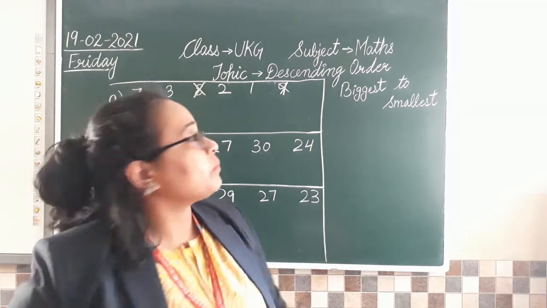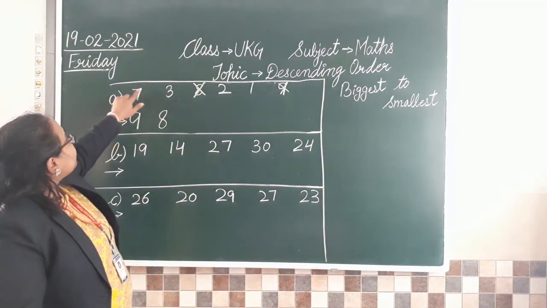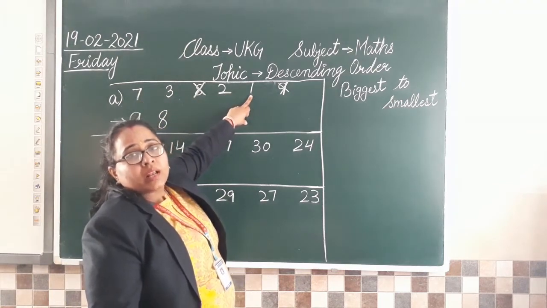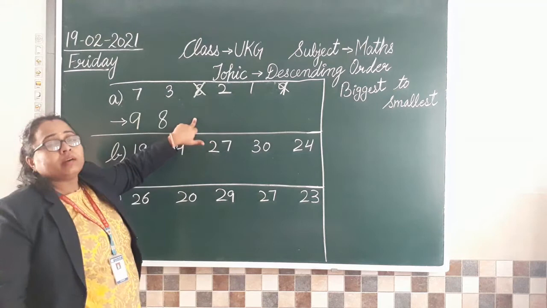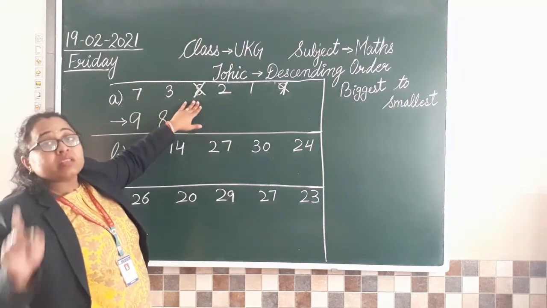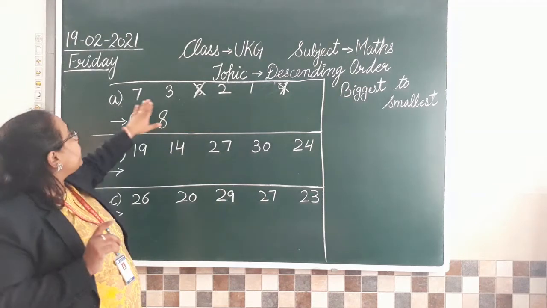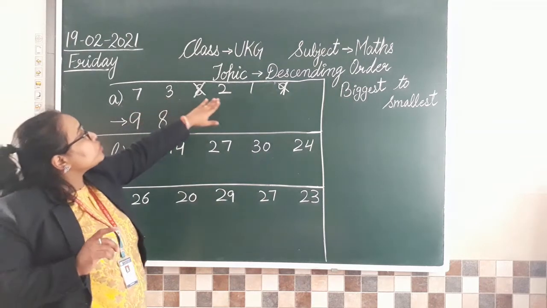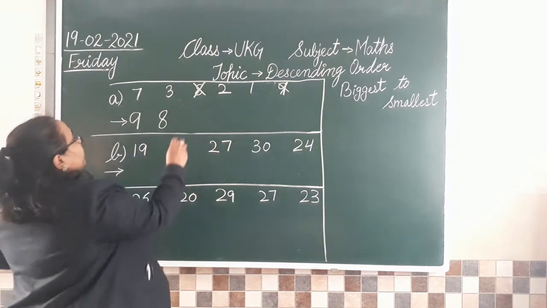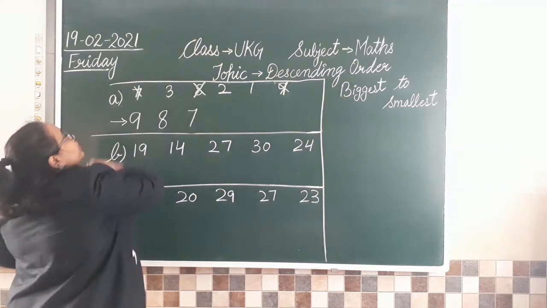Clear everyone? Okay, now we have 7, 3, 2, 1. So can you tell me which number should I copy here? Which is the biggest of all? जो क्रॉस नहीं हुए डिजिट्स उसमें सबसे बिगेस्ट कौन सा है? Tell me, is it 7, 3, 2 or 1? 7. So we will copy 7 and I'll put a cross here.